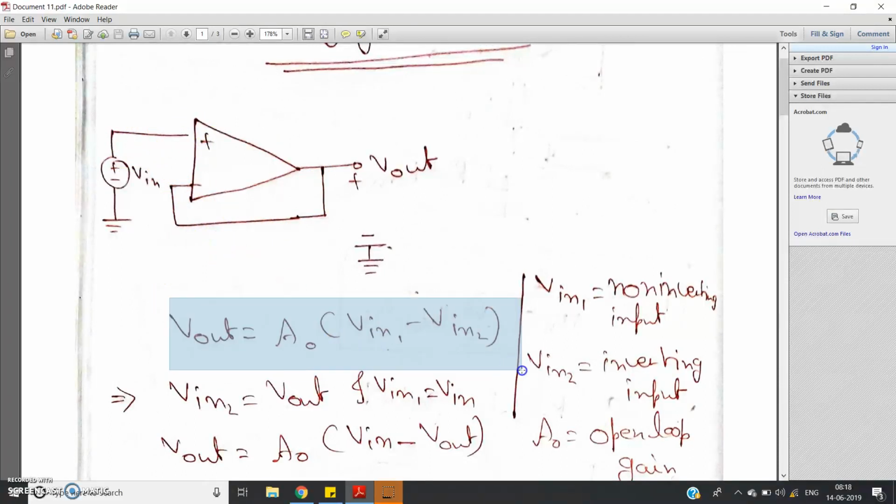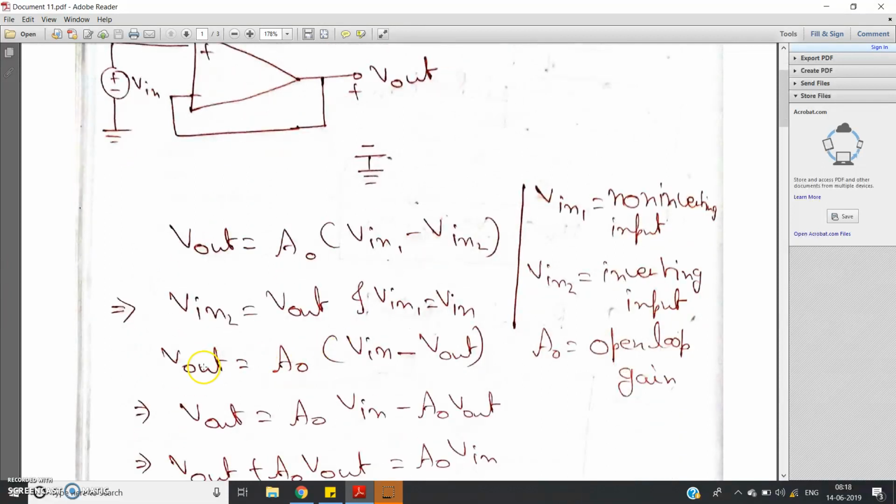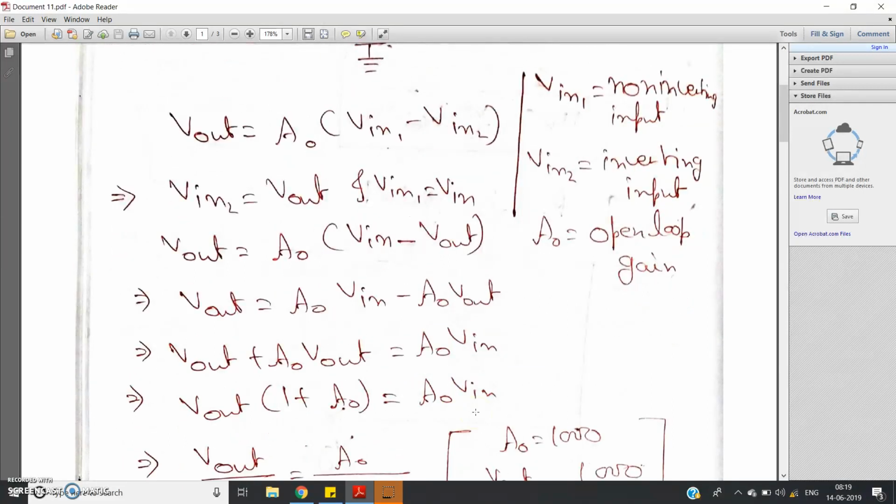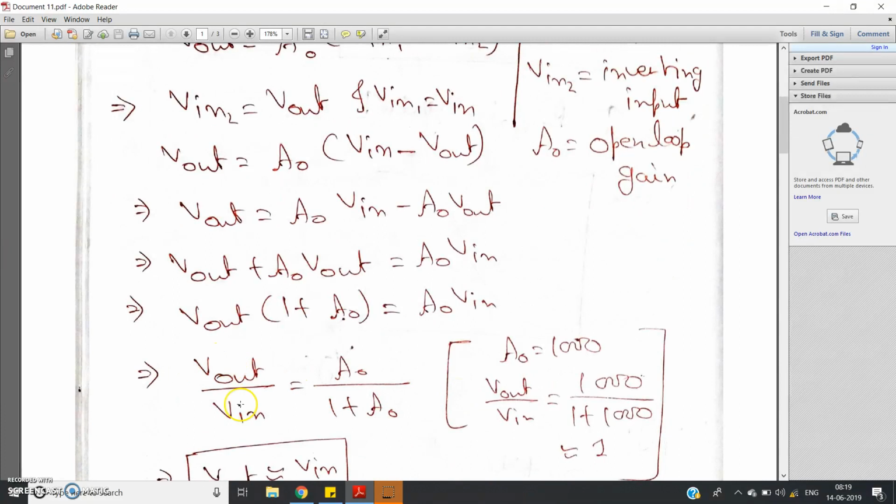Now you replace that in this expression and you will get V output equal to A naught into (V in minus V out). Now take some simplification steps. You will get V output equal to A naught into V in minus A naught into V output. Take the term A naught into V output to the left hand side and you will get V output plus A naught into V output is equal to A naught into V in. Take V output common on the left hand side and you will get V output into (1 plus A naught) is equal to A naught into V in. So you will get V output by V input, or the voltage gain for this op amp configuration, as A naught by (1 plus A naught).